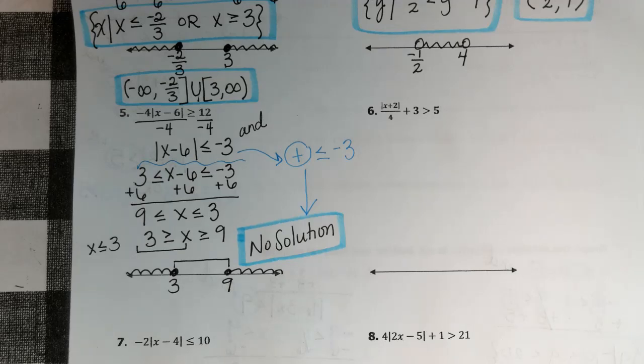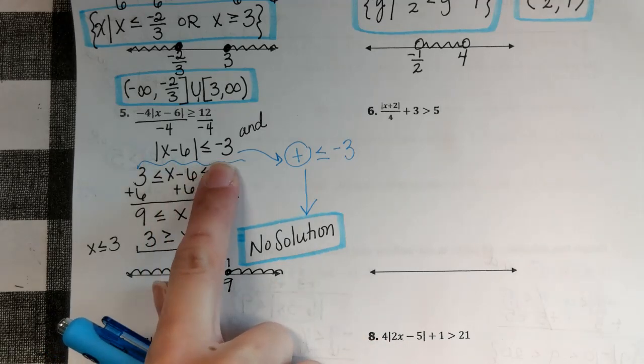Sometimes it will be no solution. Sometimes it will be different. With 1.4, if you had absolute value equal to a negative, it was automatically no solution because positive cannot equal negative. Here, positive cannot be less than a negative. The deal with inequalities is its relativity.